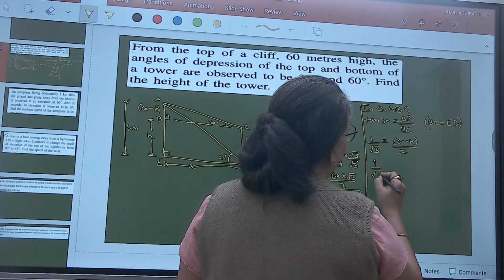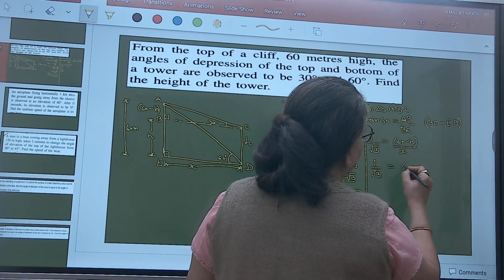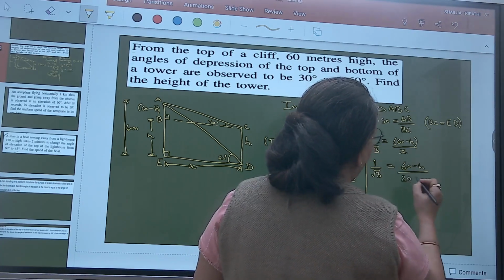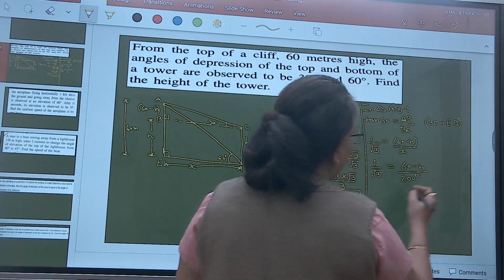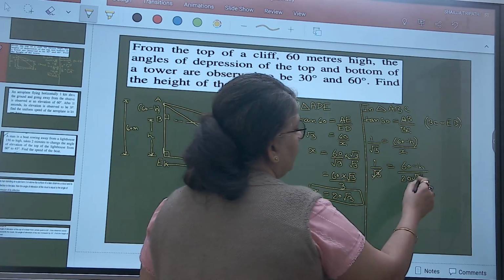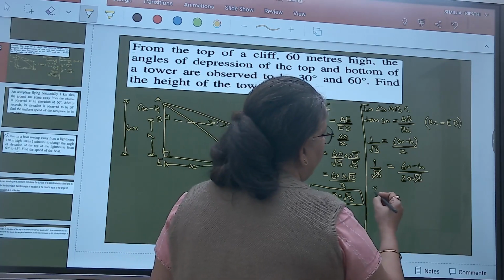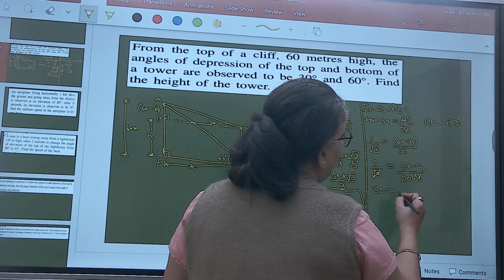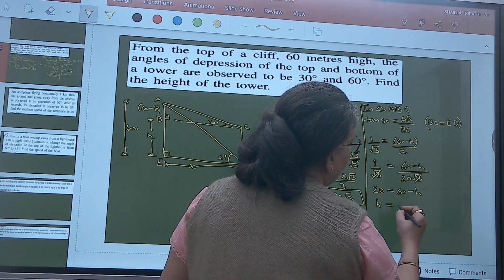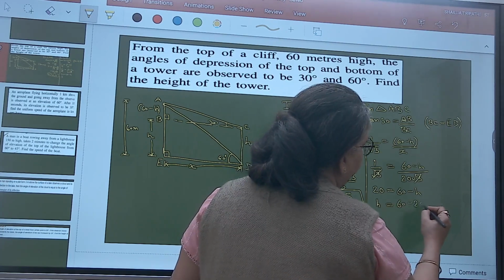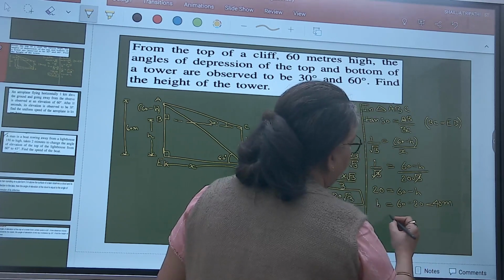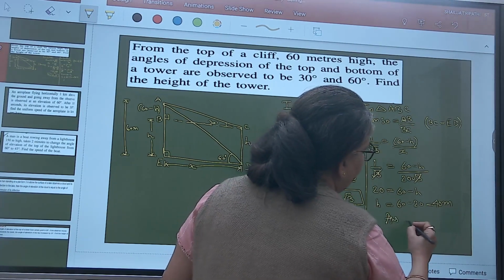1 upon root 3 is equal to 60 minus h upon 20 root 3. See, root 3 will cancel out. What we get? 20 is equal to 60 minus h, or h is equal to 60 minus 20, that is 40 meters. So this is the answer. The height of the tower is 40 meters.